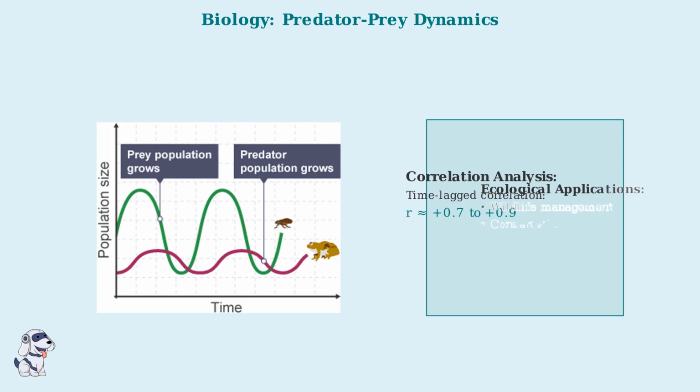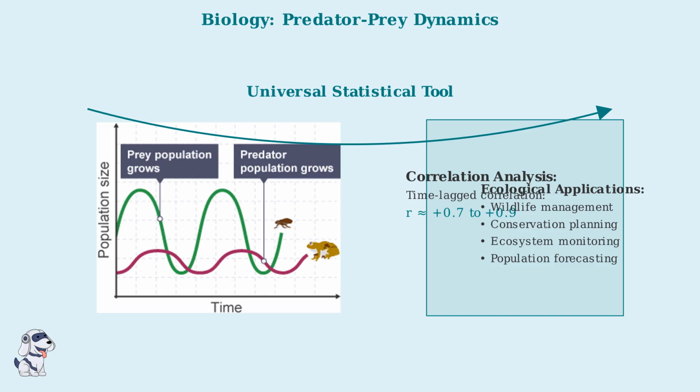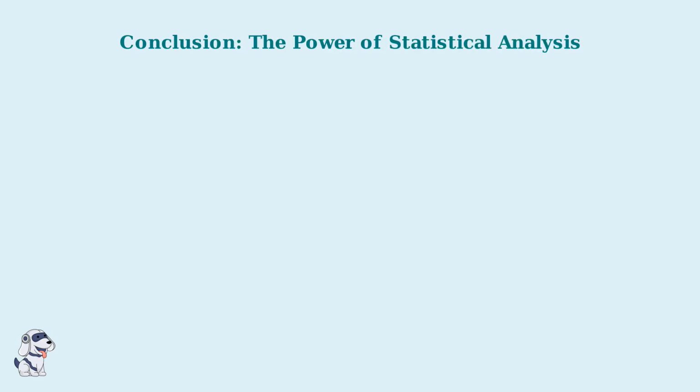The correlation between these populations is complex. When analyzed with a time lag, the correlation coefficient can be quite strong, typically around 0.7 to 0.9. This understanding helps ecologists manage wildlife populations and predict ecosystem changes. These examples demonstrate how correlation analysis provides valuable insights across diverse fields. By quantifying relationships between variables, researchers and professionals can make data-driven decisions that improve outcomes in business, human behavior, and environmental management.